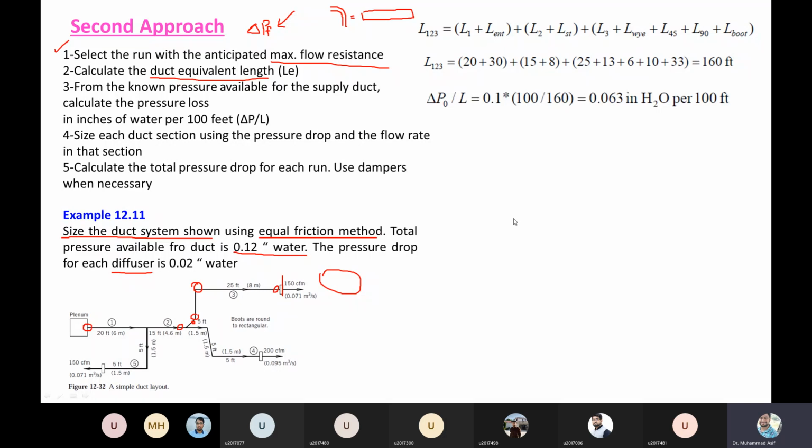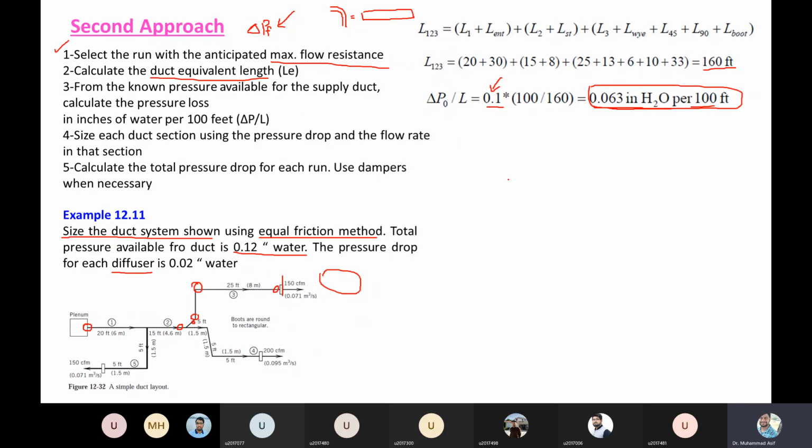So once you have the equivalent length, then for, let's say, delta P naught is 0.1, you convert that per 100 feet. This equivalent length is 160. So what about for 100 feet? You can have 0.063 inch of water. That means the maximum flow resistance is 0.063, so the assumption is okay. You can have the assumption of 0.1. I mean, this is very close to that, right?